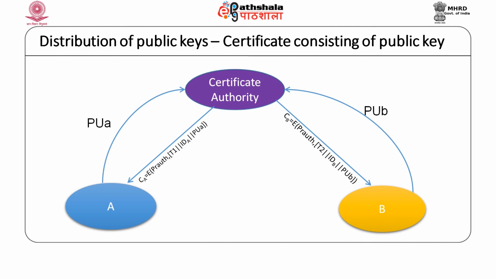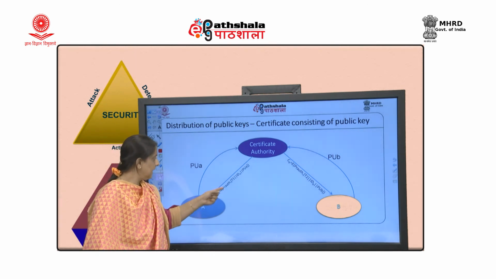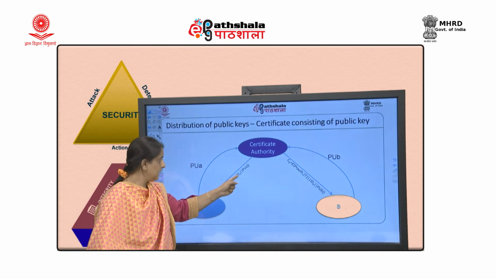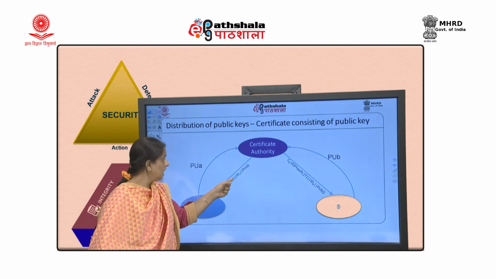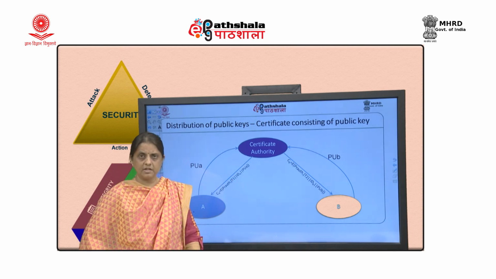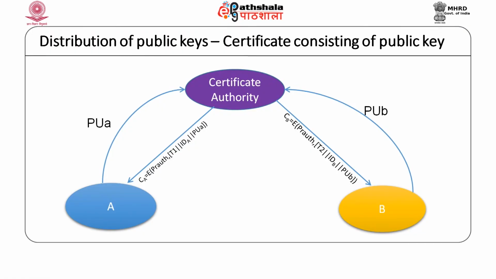The certificate authority will give you a certificate consisting of the timestamp, identity of A and public key of A, all encrypted with the help of the private key of the authority. A has the public key of authority, so it will apply the decryption operation with the public key and it would get the timestamp T1, identity of A and public key of A. Now, why is the timestamp needed? Because a certificate is valid for a certain period of time only. So, this timestamp would decide whether this public key is valid or not.